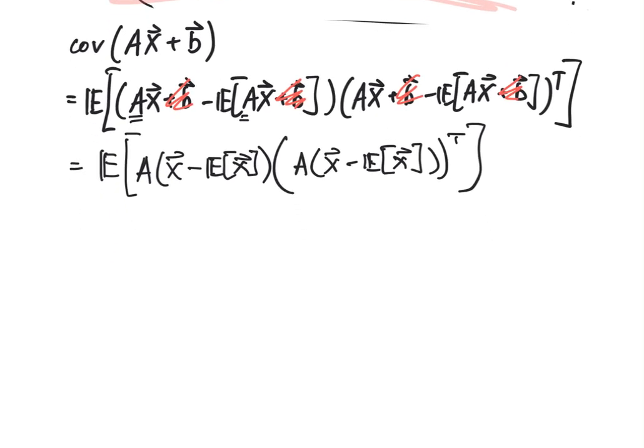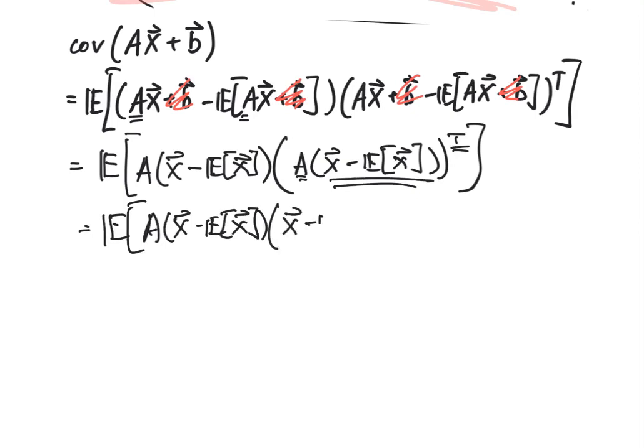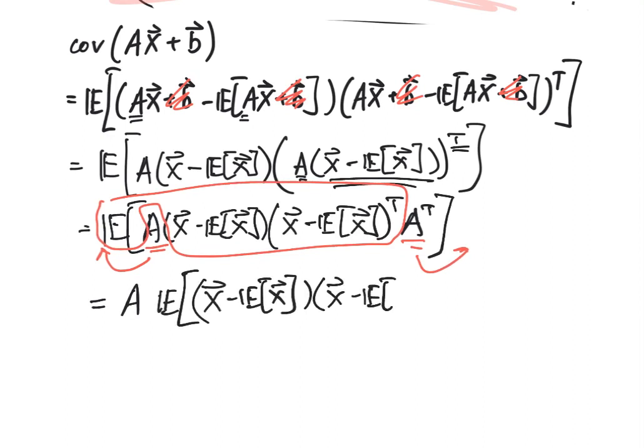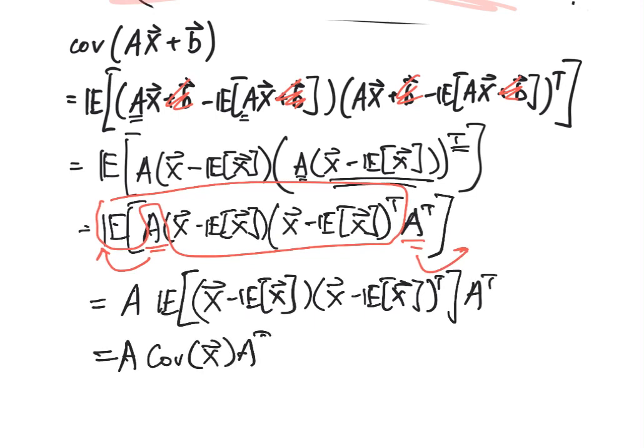Now, how do you move on? When you take the transpose of this product of two matrices, it will just be equal to this. So you get these two things. Now the next step: because A is a constant, you can take that out from your expected value. The remaining stuff, the expected value of this, is actually just a covariance matrix. So this one will be equal to this. Okay, so we are done.